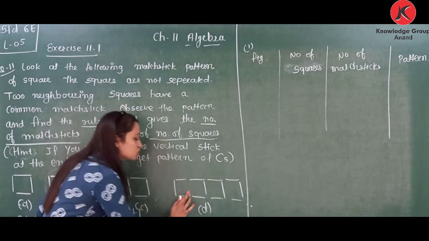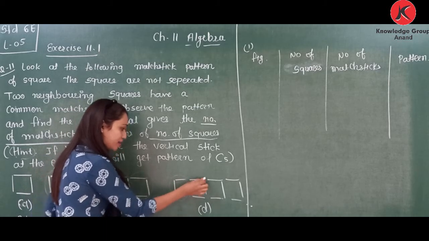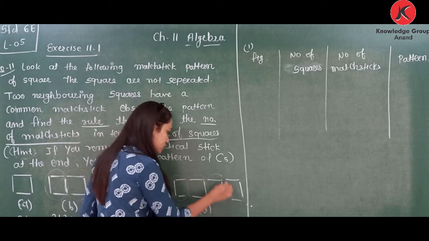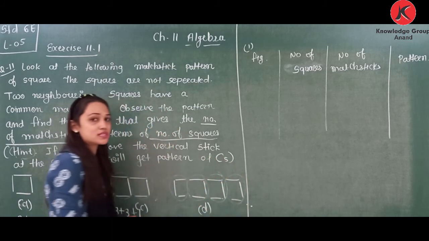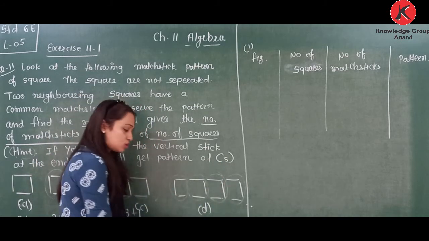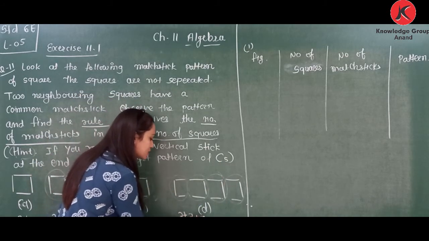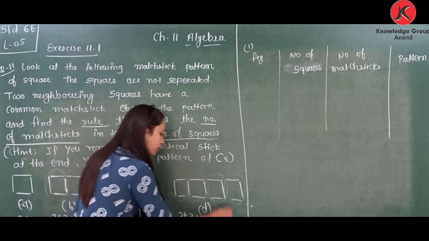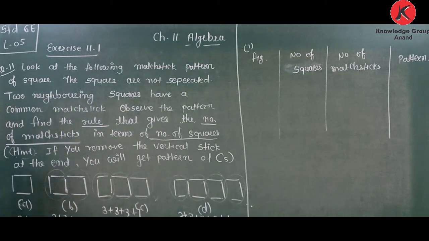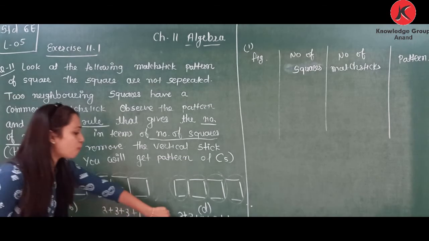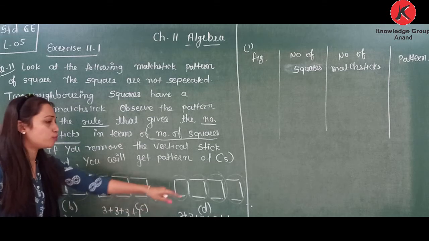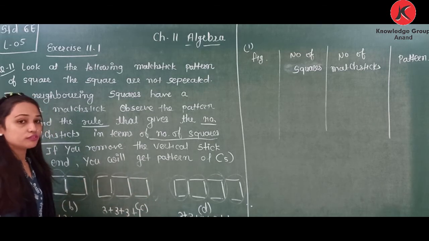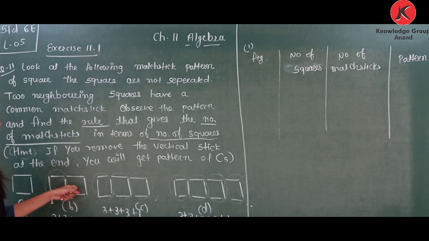Here again if we remove the vertical sticks, then this one is 3 matchsticks, for this we need 3, for this we need 3, and for this we need 3. It means 4 times 3. So we can write 3 plus 3 plus 3 plus 3, but we need to add one matchstick at the end, that is 1. Now you can see this is 3 multiply 1, this is 3 multiply 2, 3 times 3 means 3 multiply 3, 4 times 3 means 3 multiply 4, plus 1. So we can use this pattern and find the rule.